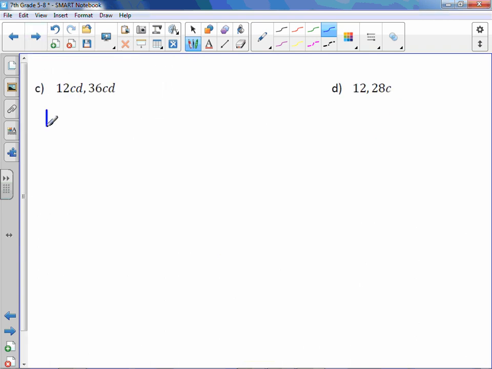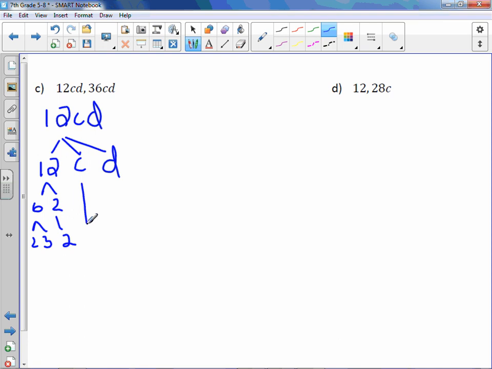Letter C, we have 12cd, which can be broken down into 12 and c and d. 12 is 6 and 2, and 6 is 2 and 3. Bring down the 2, bring down the c, bring down the d. To help yourself stay organized, it's a good idea to bring all those numbers and variables down. Then we have 36cd, which is 36, c, and d.